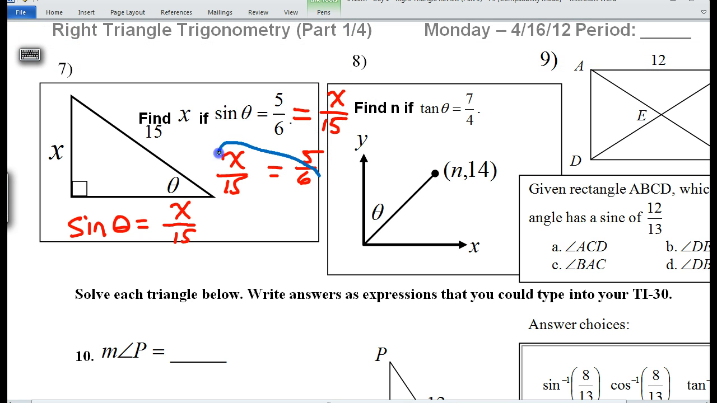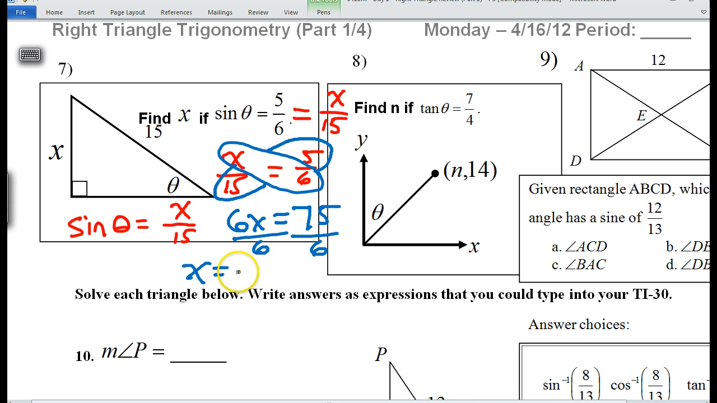So I hear Hollison saying 6x, and then of course we'll do 15 times 5. Okay, so 6x equals 75. Divide by 6. Answer? You can give me a decimal. 12.5 or 25 over 2, either one. Any questions about number 7?